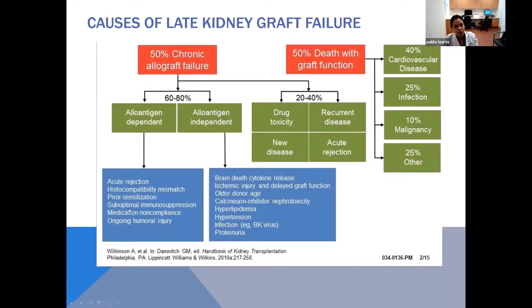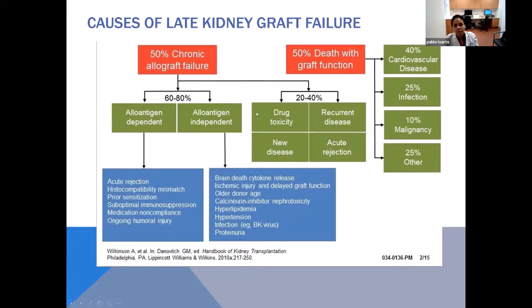So that will lead to graft failure long-term. And then the alloantigen-independent factors have to do with ischemic injury. If it is an older age donor, that kidney is not gonna last as long as a younger age donor. CNIs, unfortunately, are great when it comes to preventing rejection, but as I told you before, they cause nephrotoxicity. So being on the CNI also contributes to the late graft failure. And then the regular diseases, diabetes, hypertension, infection like BK virus, proteinuria, all of that contributes.